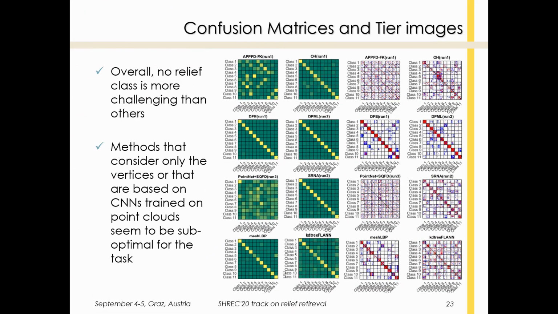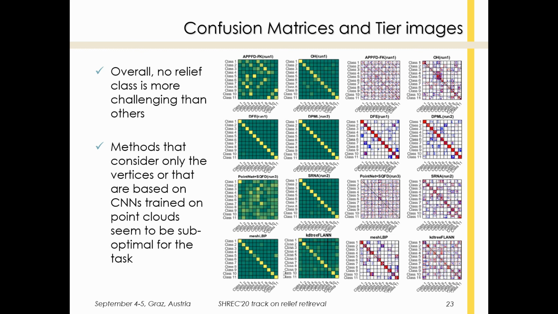These evaluations take a closer look at the performances per class. In particular, confusion matrices are a visual representation of the nearest neighbor for each class. Similarly, tier images are a visual representation of the nearest neighbor in black, first tier in red, and second tier in blue for each model. You can check these images more clearly in our paper. Still, we can draw some conclusions.